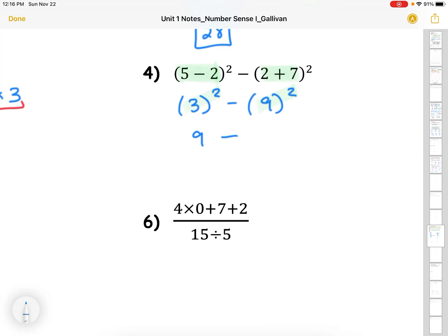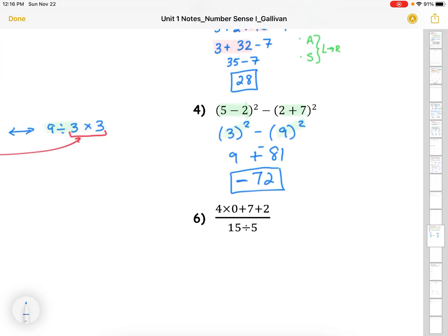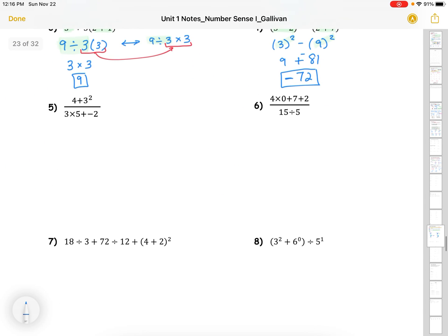3 squared is 9 minus 9 squared is 81. Now this is like plus and negative, so my answer is going to be negative. And we find the difference, and it would be 72. Okay? All right. It's good practice with order of operations.